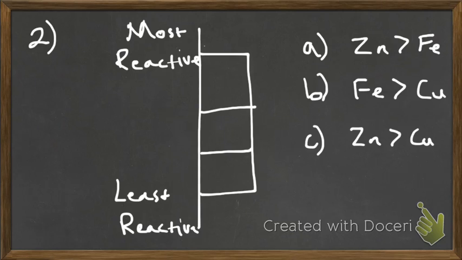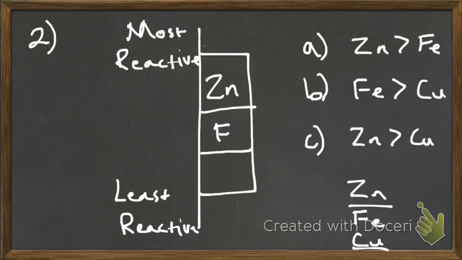So we need to use this evidence to fill in what the most reactive is. Okay, so from A, we know that zinc is higher than iron. So we know that zinc should be up here, iron should be below zinc. From equation B, we know that iron is above copper, so copper should be down here, and letter C confirms that zinc is above copper. So when we do that, we can fill in our chart. Zinc is the most reactive of the 3, iron is the second most reactive, and copper is the third most reactive. And that concludes page 109 of your notebooks.